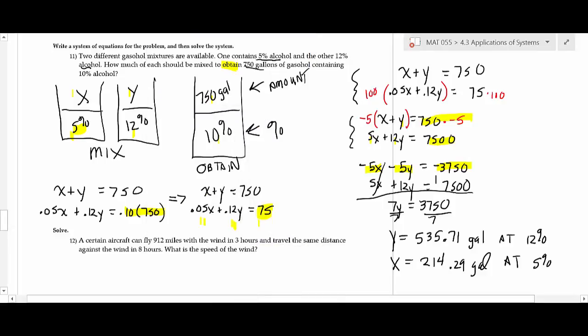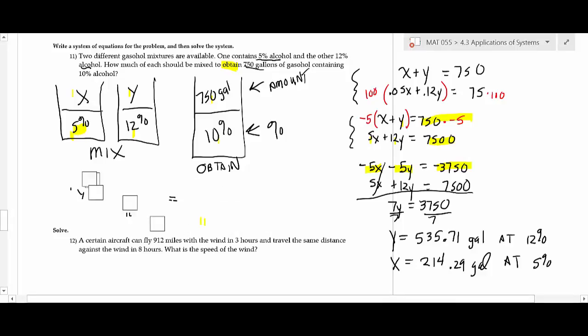Are there any questions? Now I'm going to check this, and then we'll take a break. If you didn't check, you need to know how to check this, so watch how I do it. I'm going to erase some of this for now, but I'm going to go back. Now I know the answers: x was 214.29, and y was 535.71.